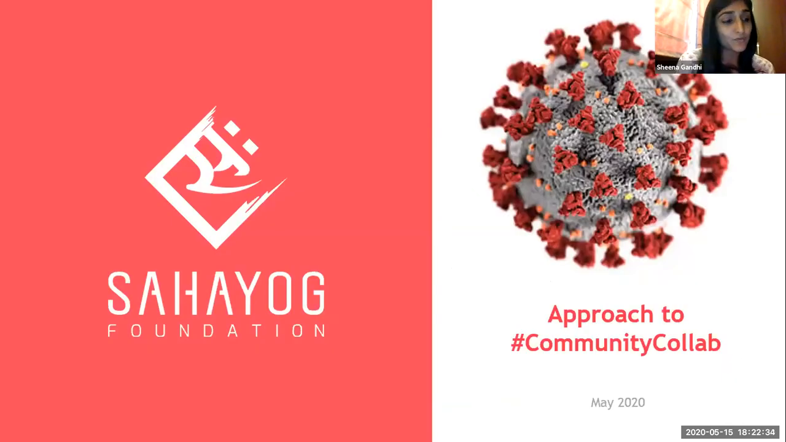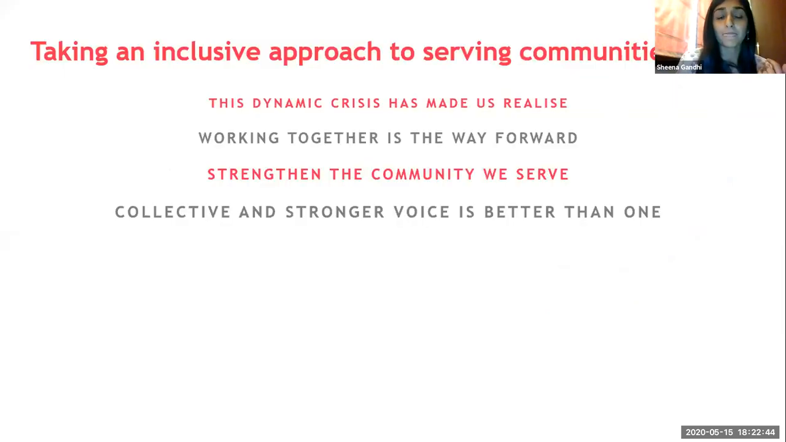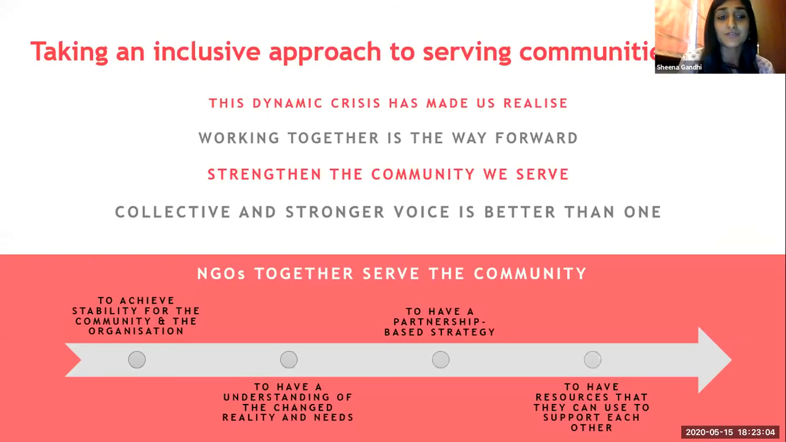Lastly, I would like to move on to the community collaborative, which is a long-term sustainable view on how to strengthen the communities we serve. Given the dynamic crisis that we're dealing with, and realizing working together is the way forward, I think strengthening the communities we serve and collectively having a stronger voice is always better than one. The why and how of this community collaborative is really to be able to achieve some level of stability for the communities in this changed reality today, and to have a partnership strategy, even as an organization or organizations that are serving the community, is important.